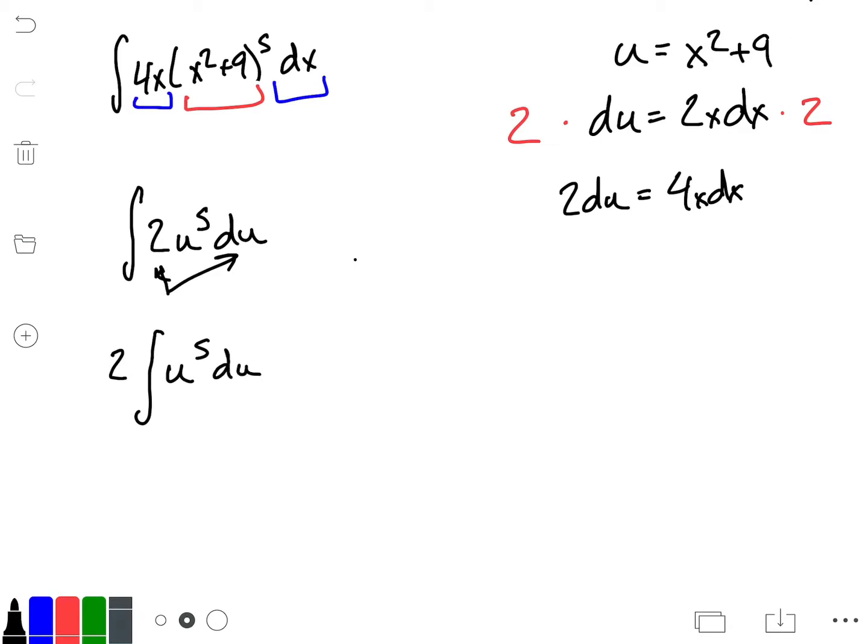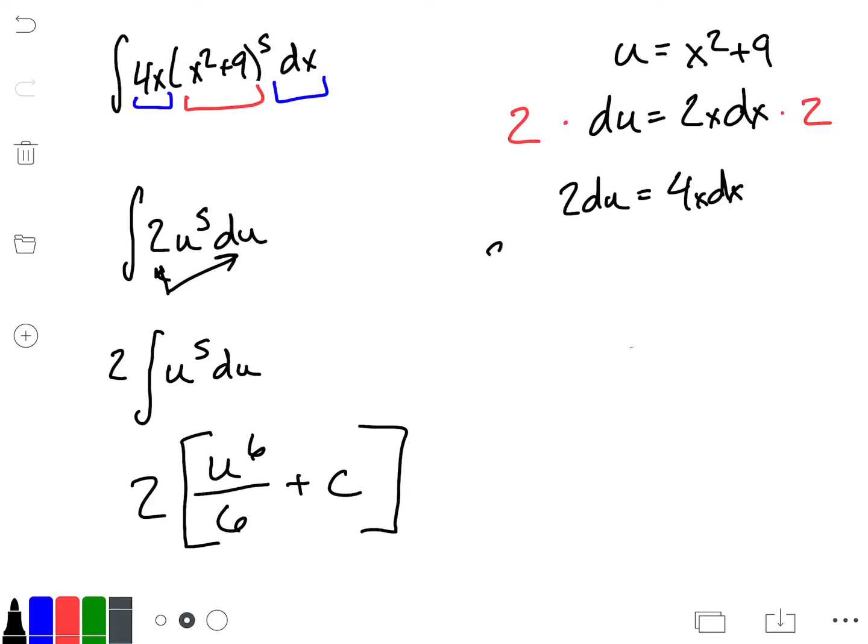So this probably looks a little bit familiar. So we'll take the integral of this, u to the 6th power divided by 6 plus c. Now the major difference from the last problem is that this whole thing is going to be multiplied by 2. So from here, there's a little bit of simplification that we can do. So I'm going to go ahead and pull out the over 6, and we'll have 2 over 6 times u to the 6th power plus c.